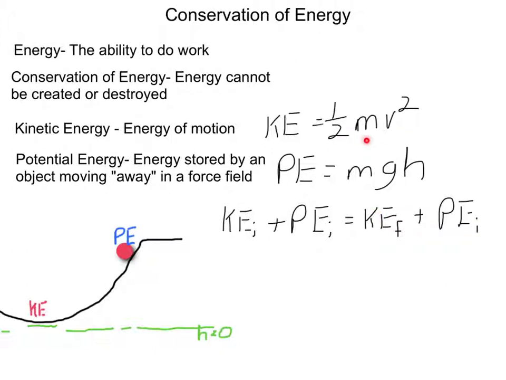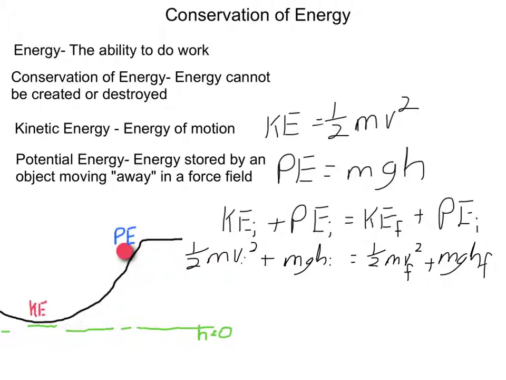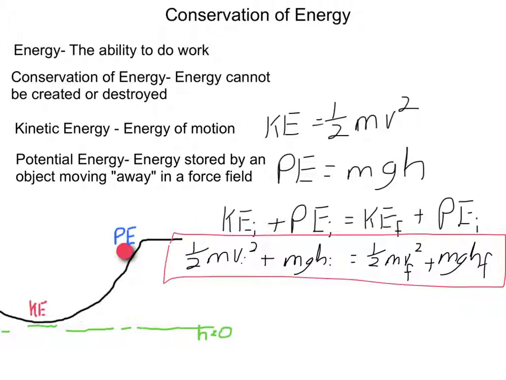So if I wanted to break it down a little bit further, I could do 1/2 m v_i squared plus m g h_i equals 1/2 m v_f squared plus m g h_f. That is, if all you have is gravitational potential energy included, an equation you could use.